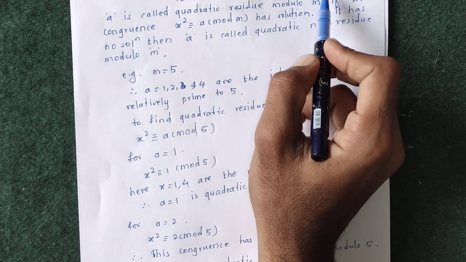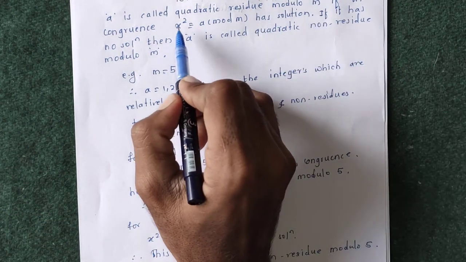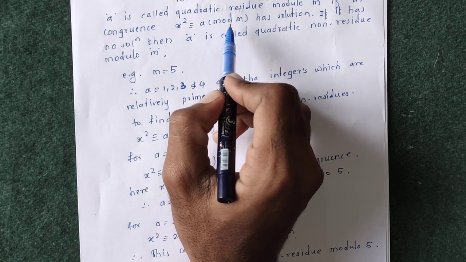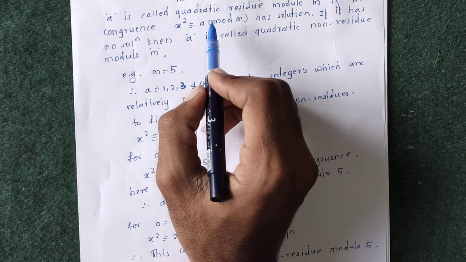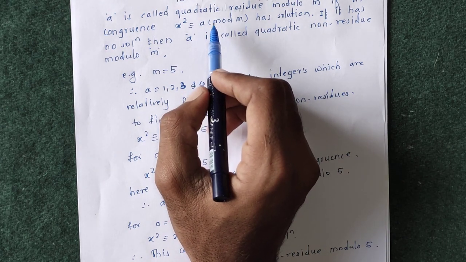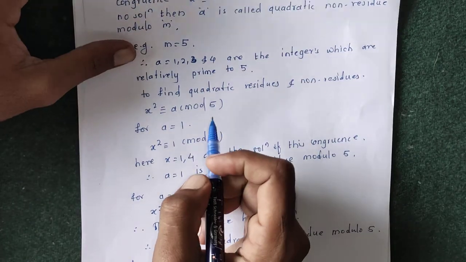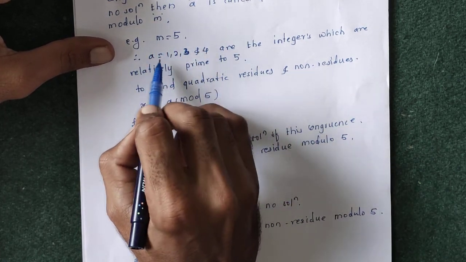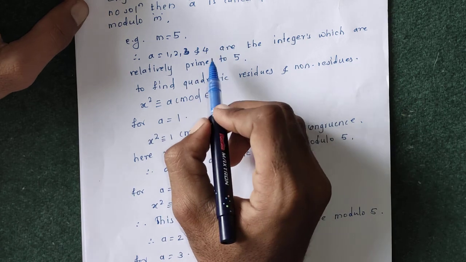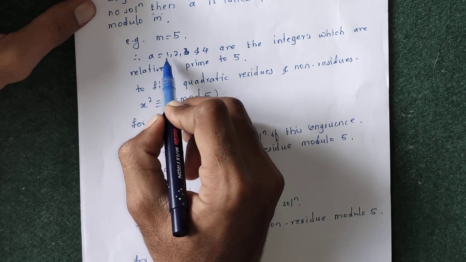Numbers a which are relatively prime to m, and this congruence x square is congruent to a mod m has a solution, so that number is a quadratic residue; otherwise that is a quadratic non-residue. From this example, we have seen that for m equals 5, the numbers which are relatively prime to 5 are 1, 2, 3, 4, and we check each number 1, 2, 3, 4.